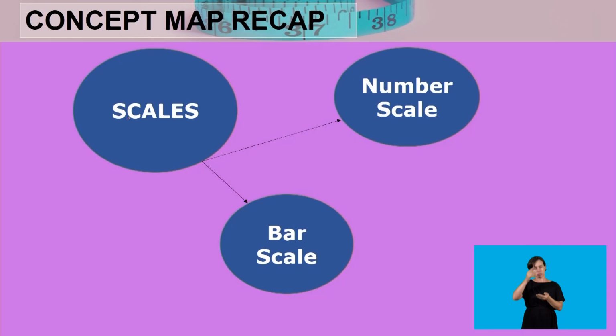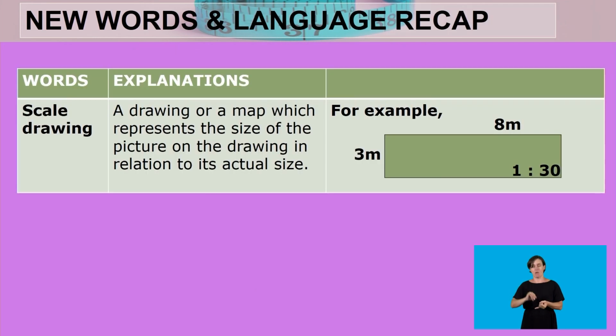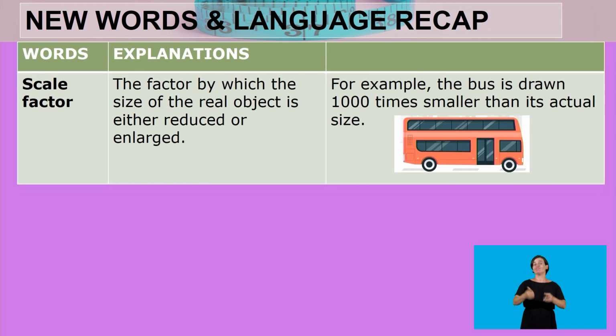So the conceptual mind map that we worked with was the one where we focused on scales, we focused on number scales, and we also focused on bar scales. The words that we dealt with, we were explaining the scale drawing, where we said it is a drawing or a map which represents the size of the picture on the drawing in relation to its actual size. Scale factor, the factor by which the size of the real object is either reduced or enlarged.